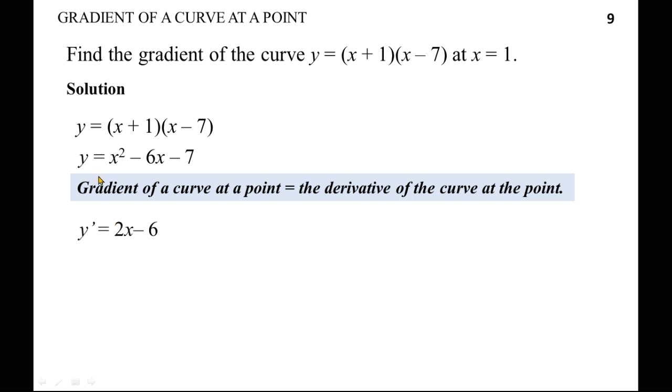So y prime, or the first derivative of x squared minus 6x minus 7, equals 2x minus 6. This is the gradient of the curve. And after that, at x equals 1, it means we are going to substitute the value of x equals 1. So y prime of 1 equals 2 times 1 minus 6. By substituting x equals 1, 2 times 1 equals 2, and 2 minus 6 equals negative 4. So the gradient of the curve equals negative 4.